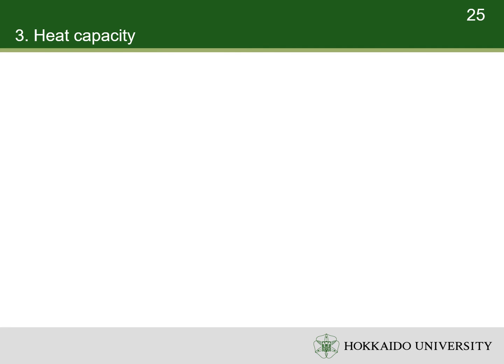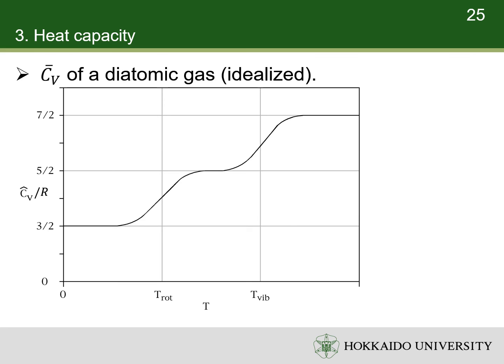Heat capacities depend on temperature. Here, I show you a plot of CV versus temperature of idealized diatomic gas. At low temperature, only translation contributes to the heat capacity. So, the heat capacity is the same as monatomic gases. As temperature exceeds the critical temperature of rotation, rotation starts to contribute to the heat capacity. As temperature exceeds the critical temperature of vibration, vibration contributes to the heat capacity as well. The detailed discussion on heat capacities from rotation and vibration requires a high level of quantum mechanics and statistical mechanics. We will not discuss it in general chemistry.